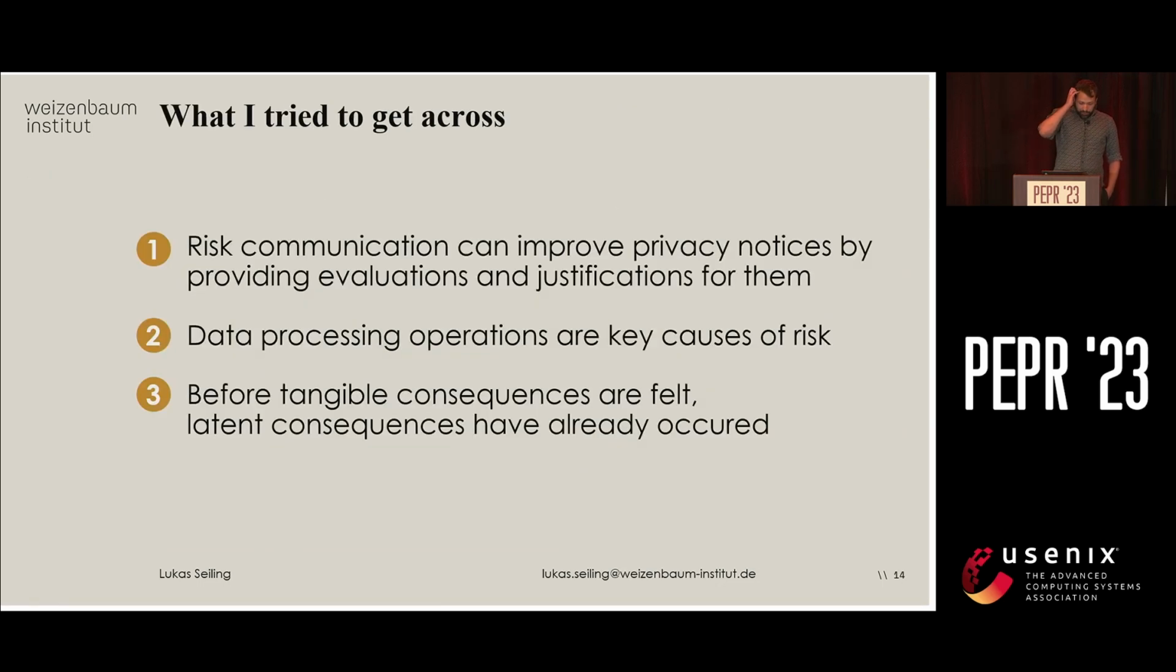So what did I try to get across? First, risk communication can actually improve privacy notices by providing evaluations and justifications for them. And the justification part is really important. Then, what are the key causes for risk? It's processing operations. It's not data. It's what you do with the data that matters. And I think very importantly also, before tangible consequences can be felt, latent consequences have already occurred. Thank you.